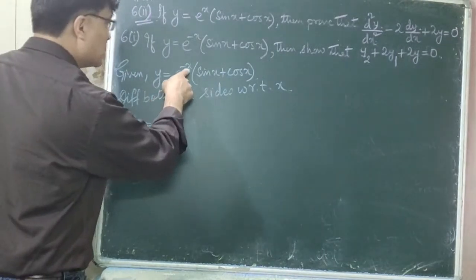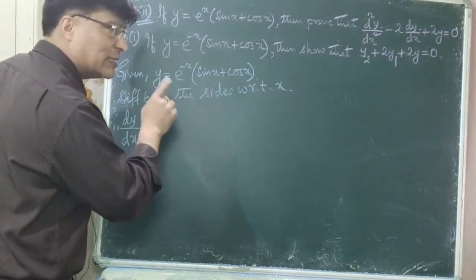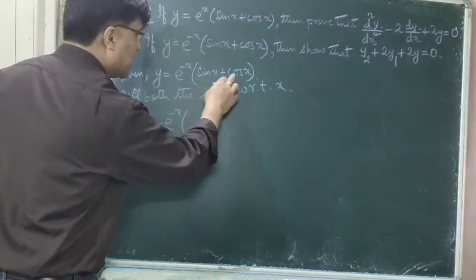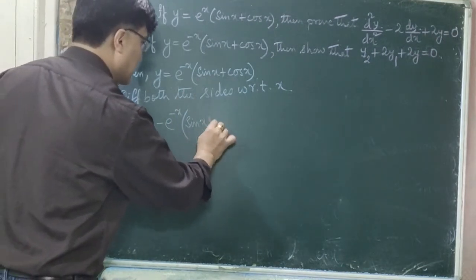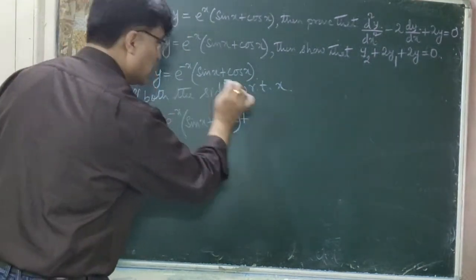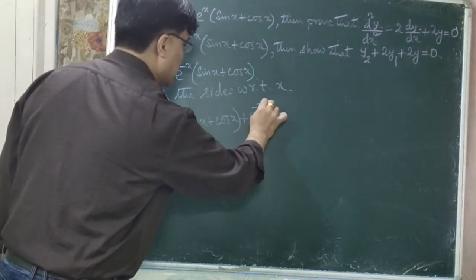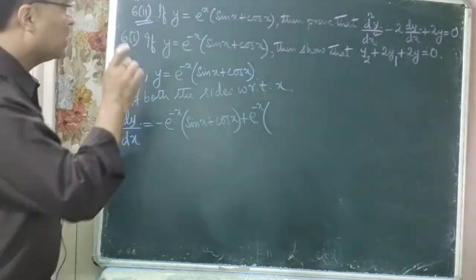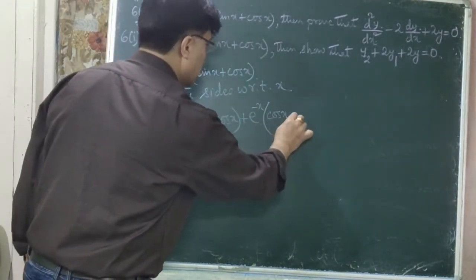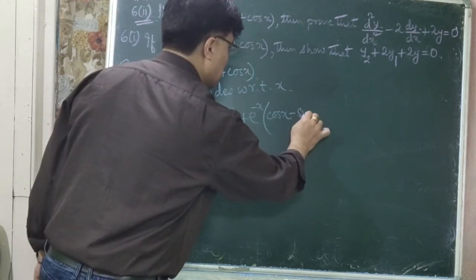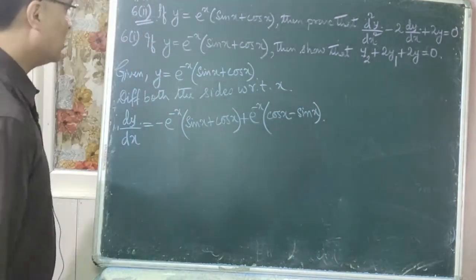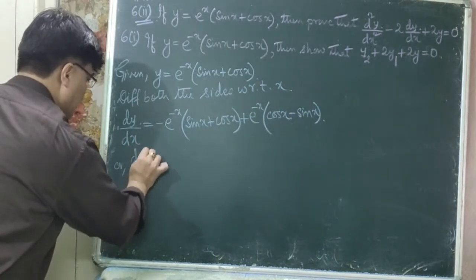So now what is the differentiation of e to the power minus x? It is e to the power minus x into minus 1, isn't it? So this will be minus e to the power minus x, keeping sin x plus cos x as it is. Sin x plus cos x, same was here. Now again plus, first term is kept as it is, e to the power minus x is kept as it is. Now differentiate the second term. What is the differentiation of sin x? It is cos x. And what is the differentiation of cos x? It is minus sin x. Is that clear now?